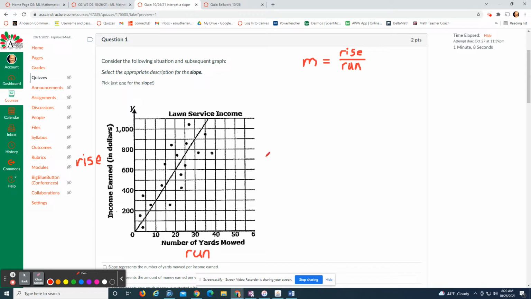So if I think about this, this means dollars per, what'd you say? Per yard. Now, I don't know what the choices say down there. I really didn't read them yet. But in general, this means dollars per yard.